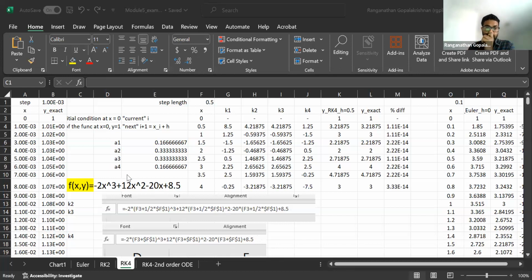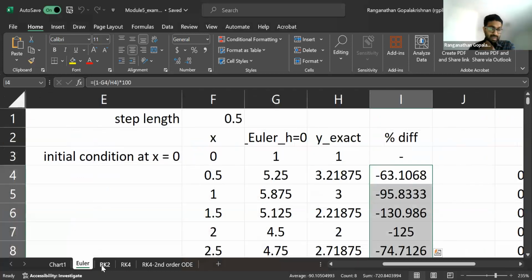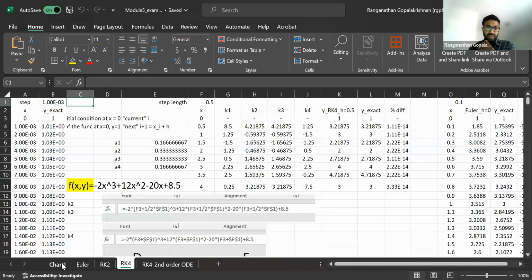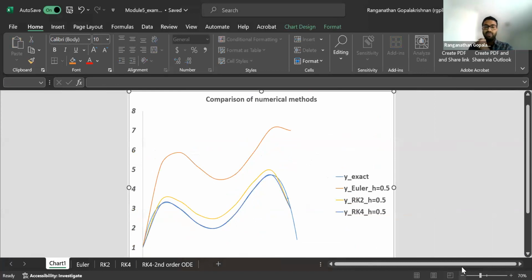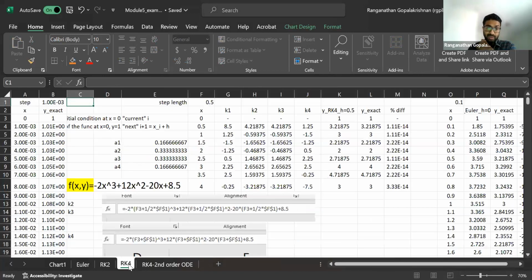So last lecture, we solved the problem dy/dx equal to minus 2x cubed plus 12x squared minus 20x plus 8.5. It's the same problem that we have now solved with Euler method, RK2 method, RK4 method. And then we did a comparison of how accurate the different methods are. And we found out that RK4 gets you almost near perfect accuracy for this problem with a very crude step length of 0.5. And if you go to Canvas, I posted this Excel file. If you download it, you will have sheets up to RK4, which we did yesterday.